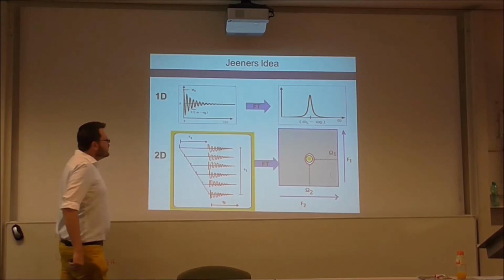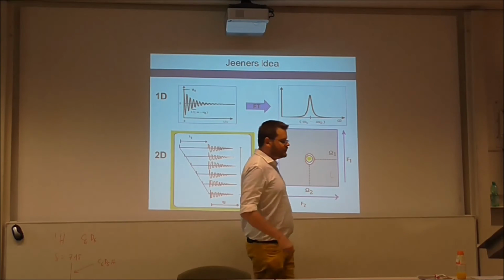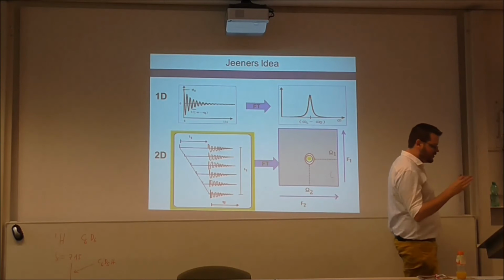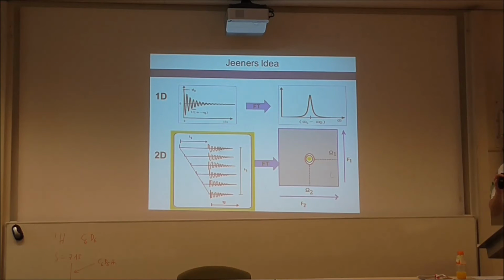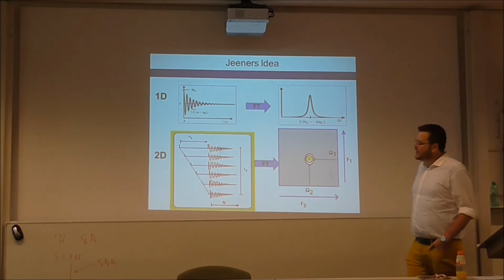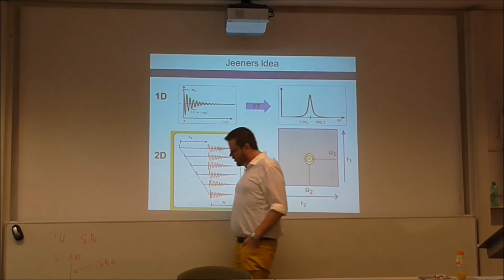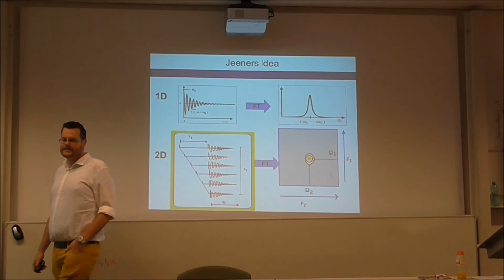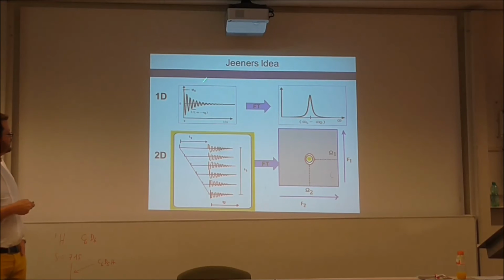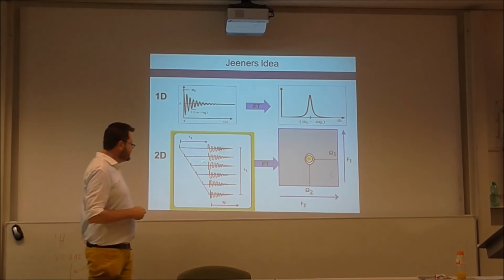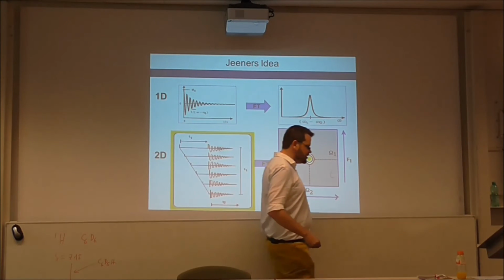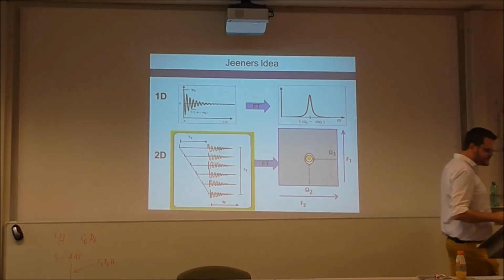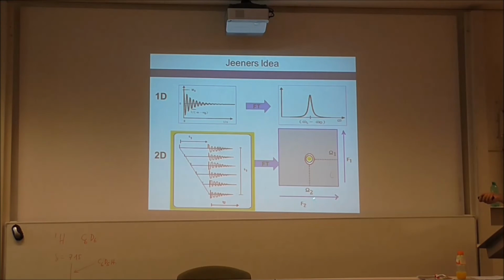Like I just said, normal one-dimensional NMR spectroscopy has one frequency domain. Two-dimensional NMR spectroscopy has two frequency domains. And this is a pictorial representation of the mathematics going on. Free induction decay, Fourier transform, 1D spectrum. A series of free induction decays here, because we're working in two dimensions. Then a Fourier transform, and we get a two-dimensional spectrum.